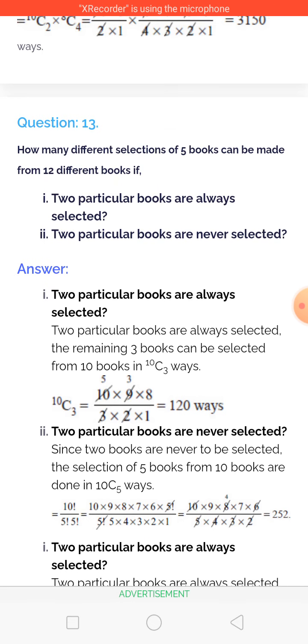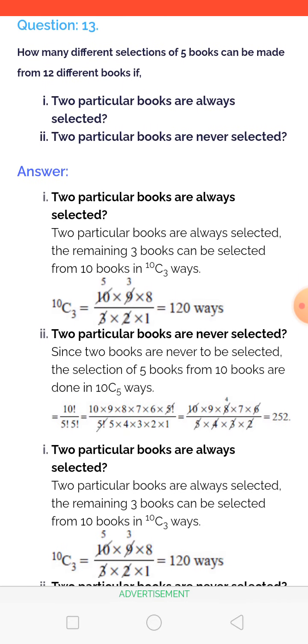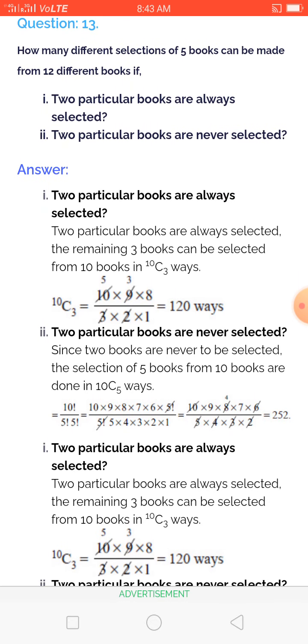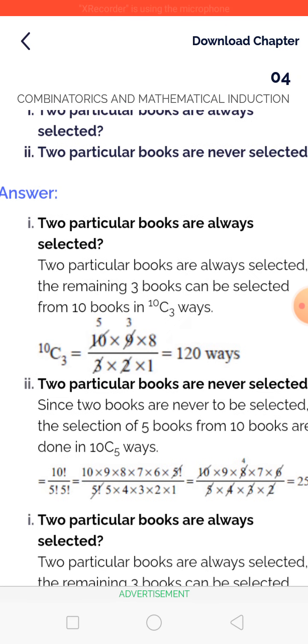So first I just take two particular books are always selected. Two particular books are always selected means we have already chosen the two particular books. What other books do we have to choose? Only the remaining three books. Correct. So we have to select three books. But why do I put 10C3 instead of 12C3? Because already the two books are selected.